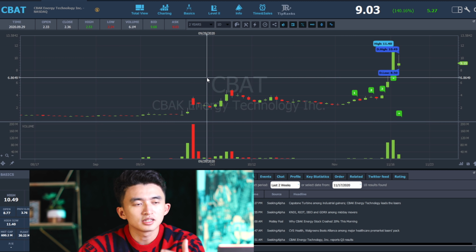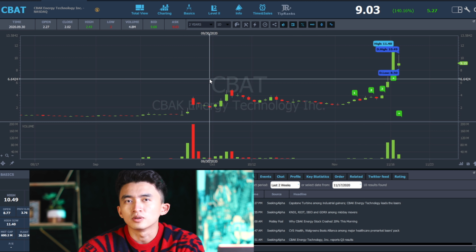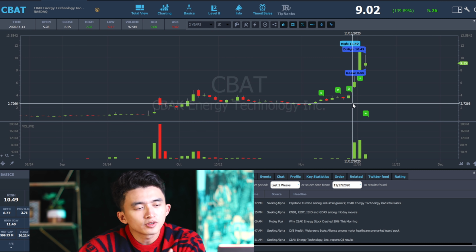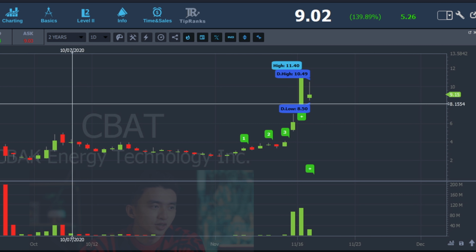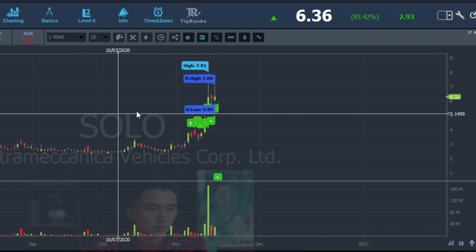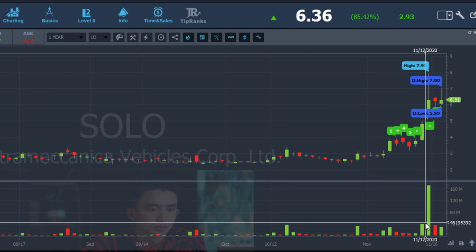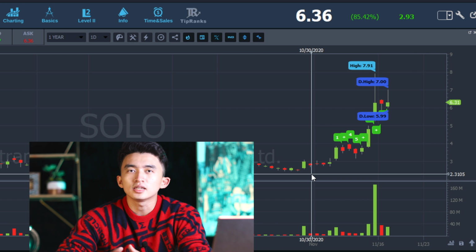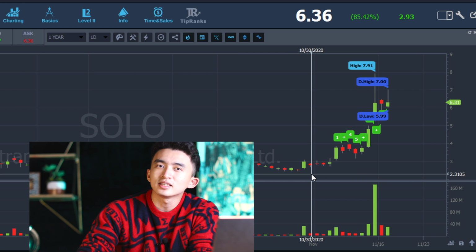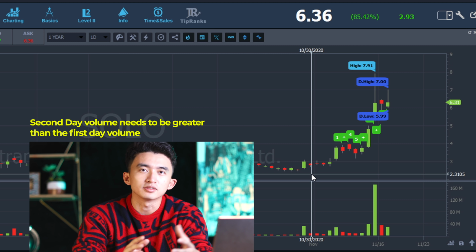So let's look at volume. This is the main criteria that we want to look for, especially when we're looking at a breakout. So the first day of the breakout actually traded only about 90 million volume. Now compared to SOLO, the first breakout volume traded around 40 million. So the more volume you trade in one day, the more the second day's liquidity, which is volume, has to surpass the first day.